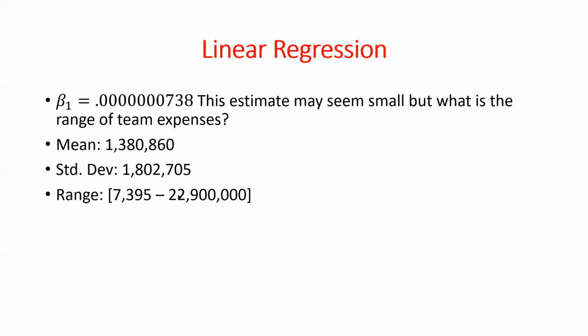And there's some schools, I can't remember the maximum school, I think it was either Louisville, Kentucky, or something like that. We had $22.9 million as the expenditures of the basketball program. So we could see some relatively large changes. In fact, the standard deviation is 1.8 million. So thinking even about a $1 million increase in expenses isn't that wild.